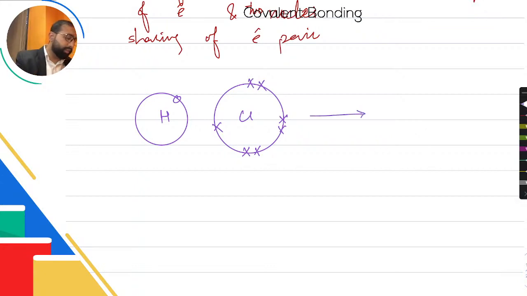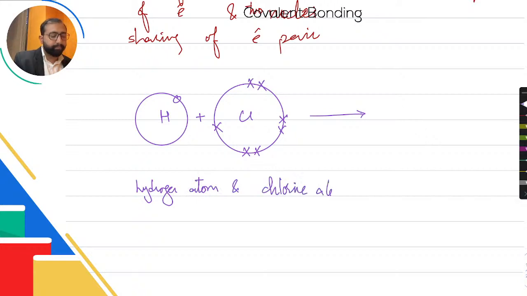And when they come together, we read it as hydrogen atom and chlorine atom make, and this is what they're going to make. What they're going to do is share one electron.